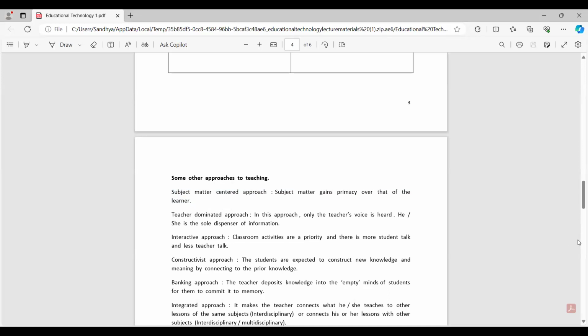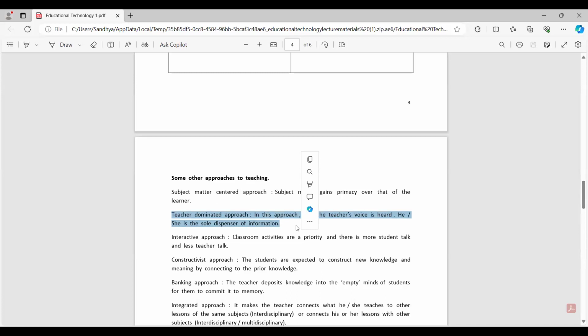That is the purpose of this exercise. Okay. Now go to the second one. Teacher-dominated approach. In this approach, only the teacher's voice is heard. He or she is the sole dispenser of information. Teacher-dominated approach. Only the teacher's voice is heard. Teacher talk time is high. She is a knowledge dispenser.